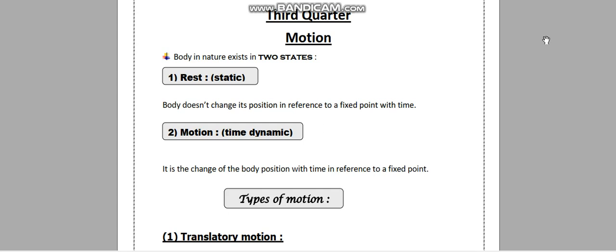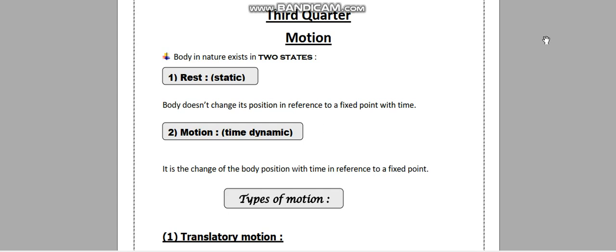Today we'll talk about body in nature. The body in nature exists in two main states. The first one is the rest state. The rest state, or static, means that any body can't move or doesn't change its position in reference to a fixed point as time passes.